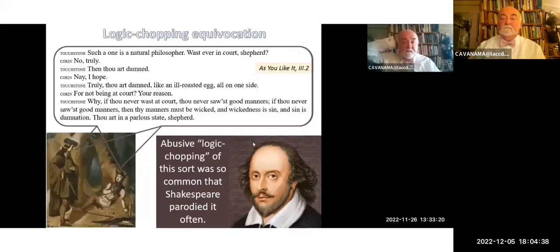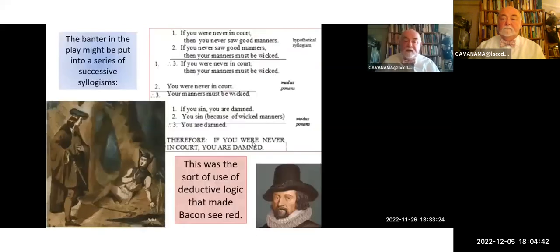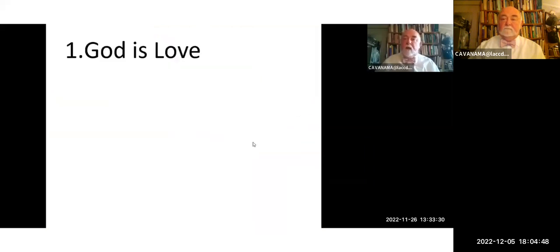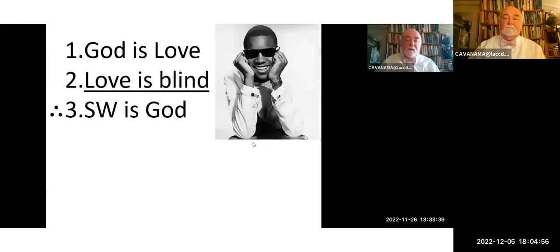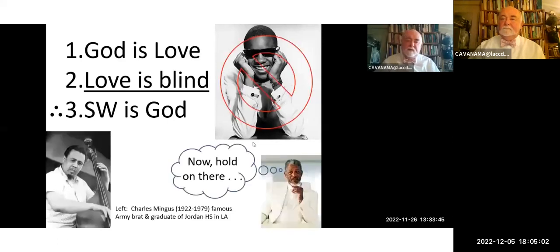And we looked again at Shakespeare and the way in which he parodies this kind of logic-chopping equivocation, as he called it. Well, I can prove to you that Stevie Wonder is God. Major premise, God is love. Minor premise, love is blind. Therefore, Stevie Wonder is God. No, he isn't. Charles Mingus is God.